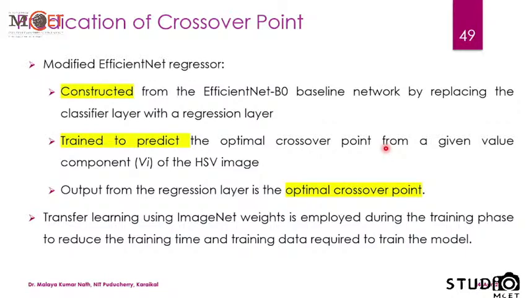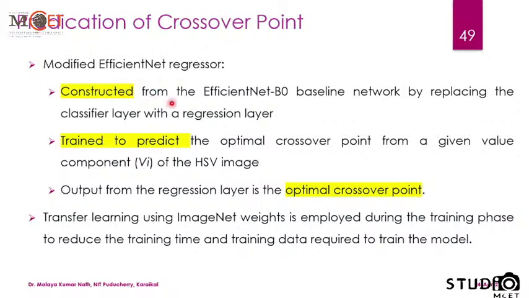So now what is this modified EfficientNet regressor doing? Basically, this modified EfficientNet regressor is computing your enhanced value, equal to V0. How will it compute? It will compute based on the crossover point, equal to beta. And where is this beta computed? This beta is computed based on the modified sigmoid transfer function. So now, in this case, we are using this modified EfficientNet regressor.